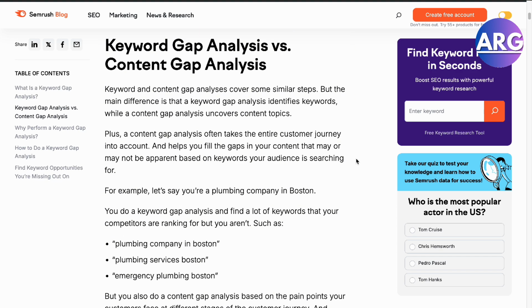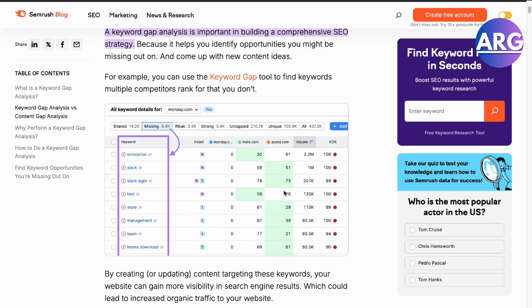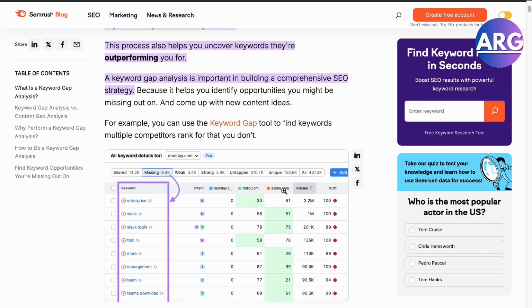So basically there's also a comparison here of keyword gap analysis versus content gap. The keyword gap is just the keyword itself, while content gap is the analysis that uncovers the whole content topic. So basically that's what a keyword gap is in Semrush.